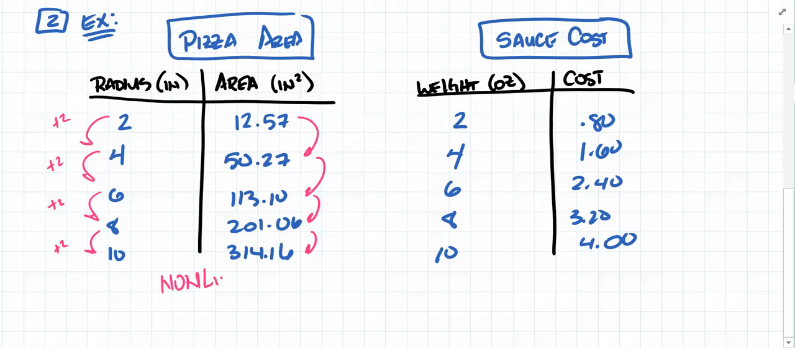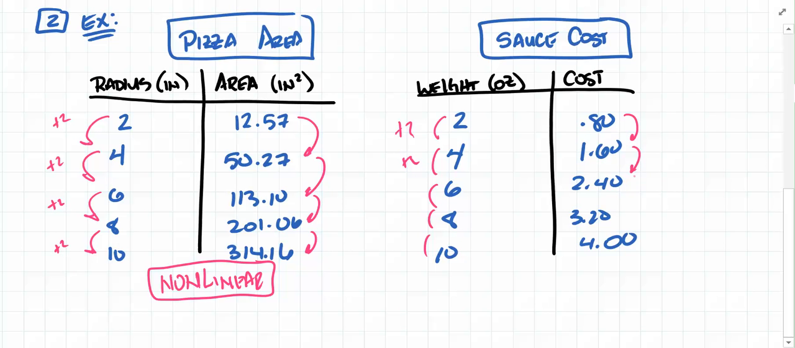This is an example of nonlinear data because I am not increasing by the same amount for the output value. Let's compare that to sauce cost. Well, my input values go from 2 to 4, 4 to 6, 6 to 8, 8 to 10. That's all plus 2 every single time. And then what's my sauce cost? How much am I increasing every single time? I'm increasing by another 80 cents, another 80 cents, another 80 cents.